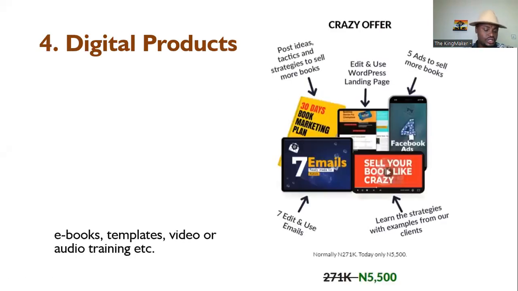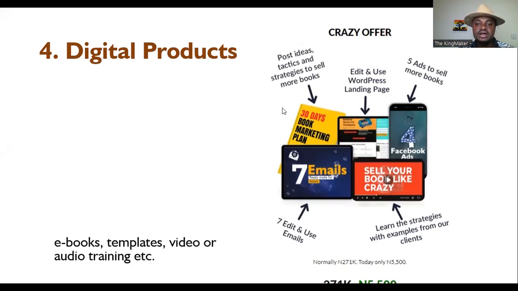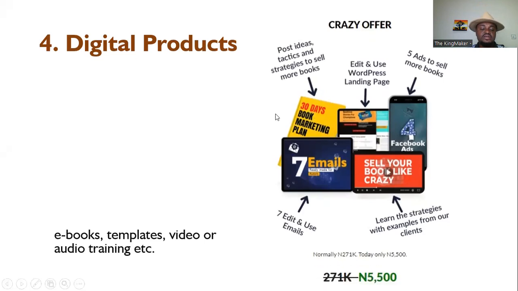Number four is digital products. Digital products are basically things like ebooks, templates, video or audio training, whatever material that can be distributed digitally. You create that and sell it.